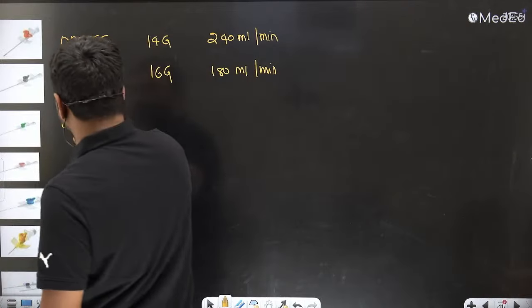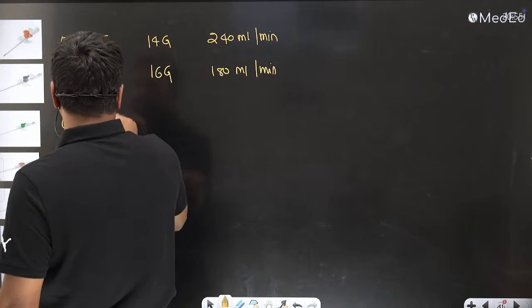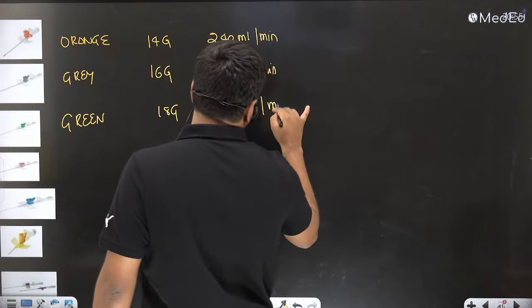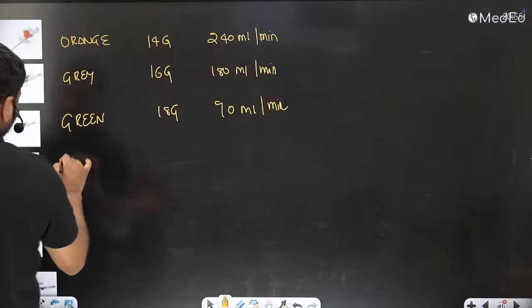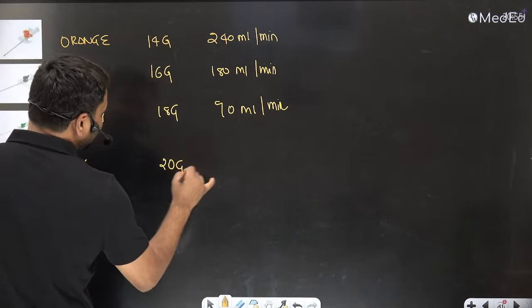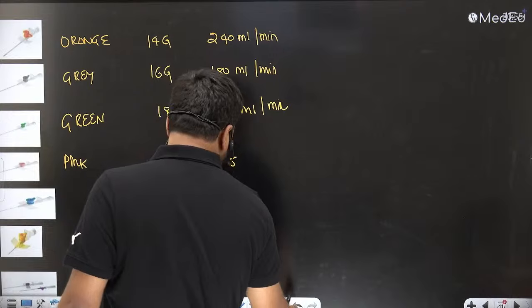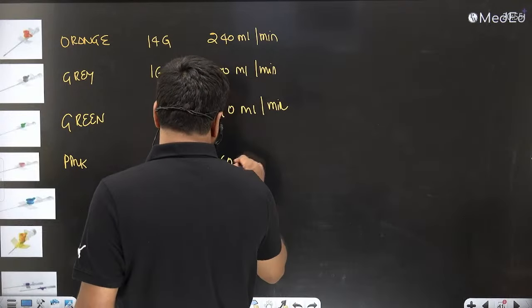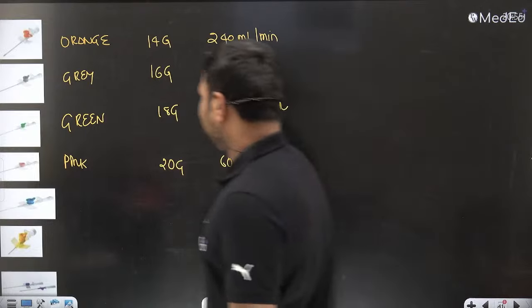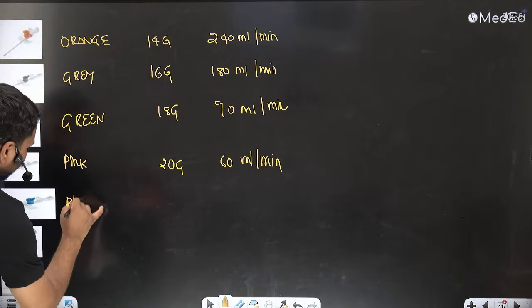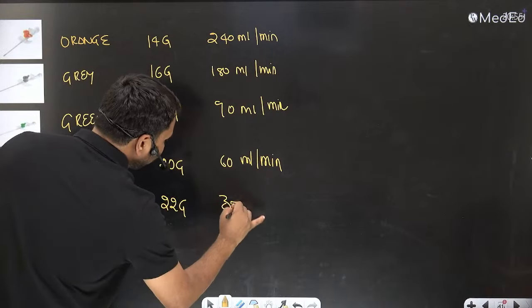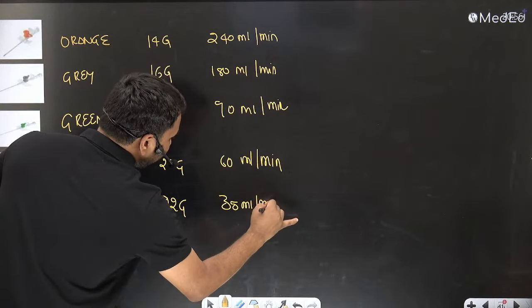Then you have the green colored cannula. The green cannula is 18 gauge with a flow rate of 90 ml per minute. Then you have the pink cannula, right? The pink cannula is 20 gauge with a flow rate of 60 to 65 ml per minute. Then you have the blue colored cannula. The blue cannula is 22 gauge with a flow rate of 35 ml per minute.